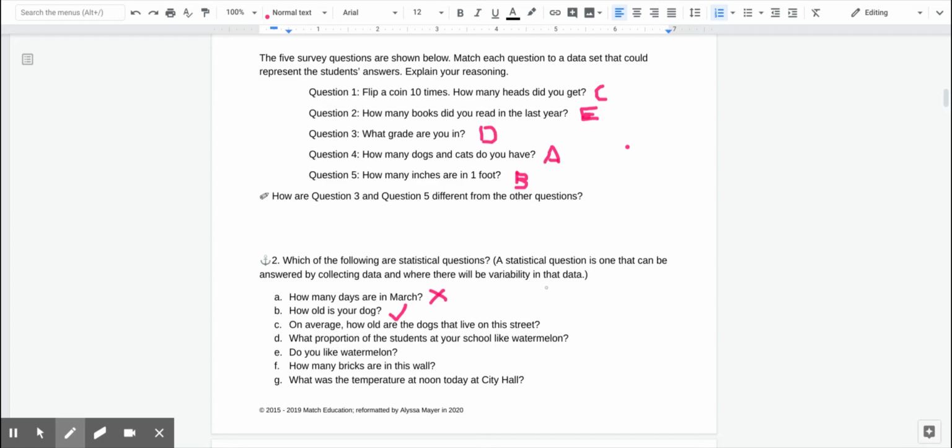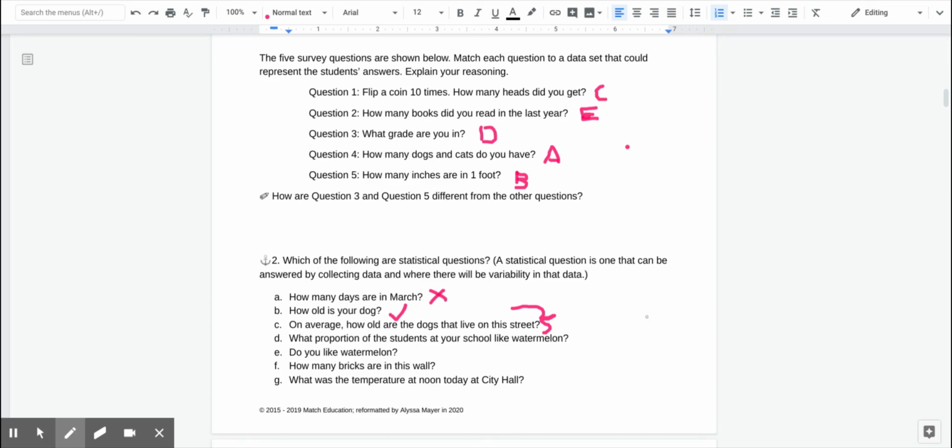You could argue either way for these two. If I'm asking how old is your dog to just one person, then it's no, not statistical. If I'm asking the same question to people who live all along a street, then yes, it is statistical. So you need to make sure that you phrase these two so that you're asking the question of different people. If you're only asking one person, then B is definitely not statistical.